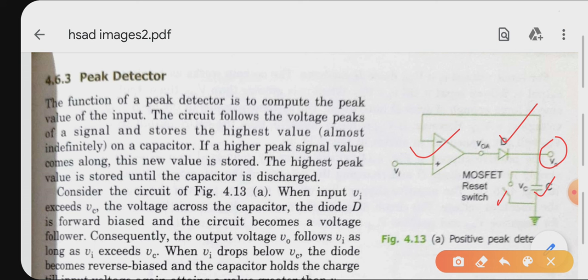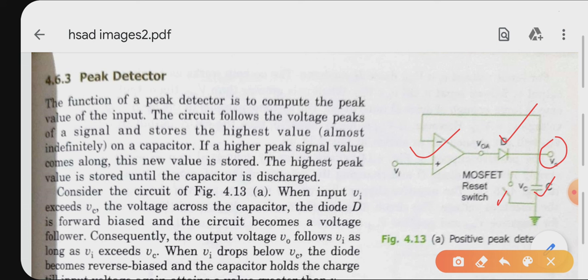Diode is on, and it's that highest value stored in the capacitor. In the second case, when Vi drops below capacitor voltage, the diode becomes reverse biased and the capacitor holds this charge. So by using a switch we can reset the circuit, we can reset the capacitor and it can be made 0.